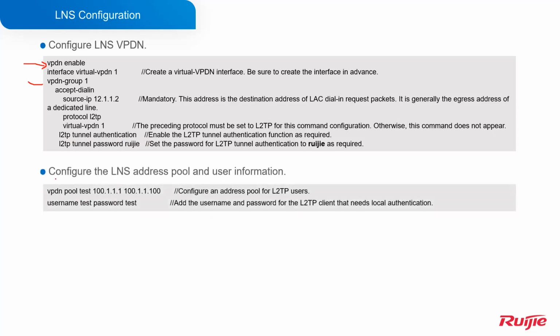And then you have to create the address pool, VPN pool. The name is test. The addresses are from 101.1 to 101.100. These addresses are for your L2TP users. And your username is test, password also is test. So if your client wants to connect to our network, you must give the correct username and password.